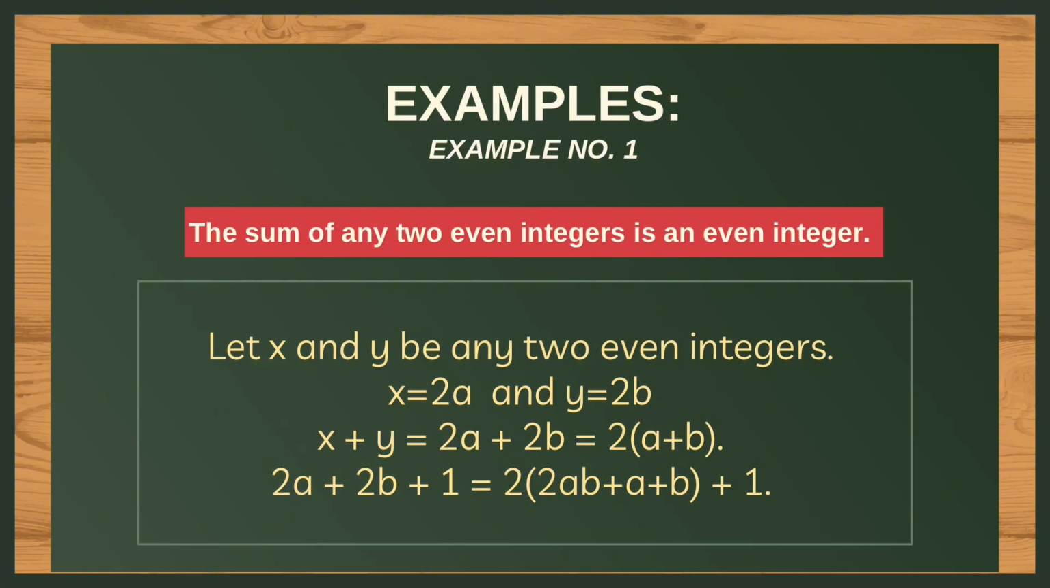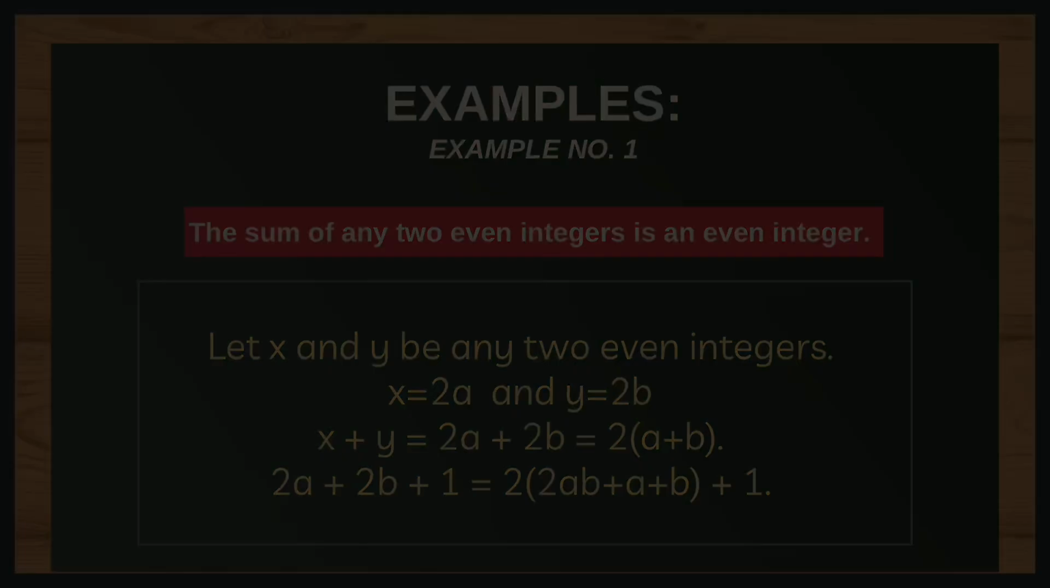Example number 1. The sum of any two even integers is an even integer. Let x and y be any two even integers. x equals 2a and y equals 2b. x plus y equals 2a plus 2b equals 2 times the sum of a plus b. 2a plus 2b plus 1 equals 2 open parenthesis 2ab plus a plus b close parenthesis plus 1.